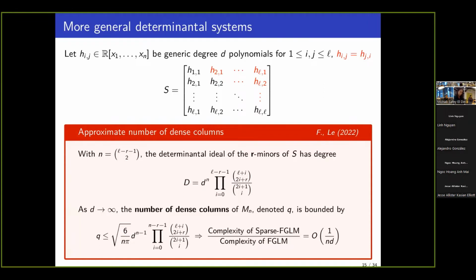But we note that here, because we're looking at minors of any size, in order to end up with a zero-dimensional system, we need to prescribe the correct number of variables. And so here instead, we're looking at the degree tending to infinity. And we can see that the improvement of sparse FGLM over that of FGLM is at least in the order of 1 over M B.